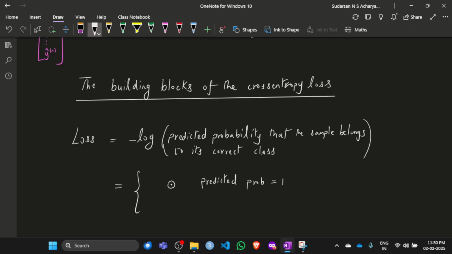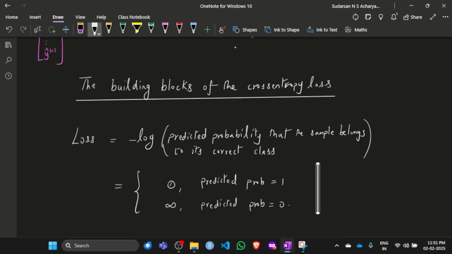Log of 1 is 0, the loss is 0. If, on the other hand, the predicted probability that the sample belongs to its correct class is equal to 0, we have log of 0, which is minus infinity, and the negative sign before makes it an infinite loss. And this is how we motivated it. And this came to life because of the way the log function looks.